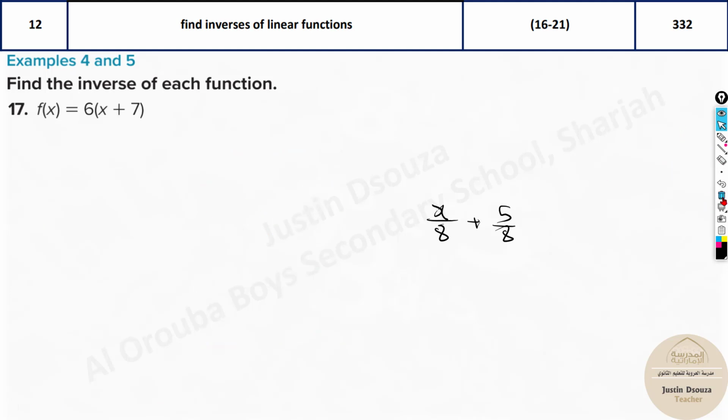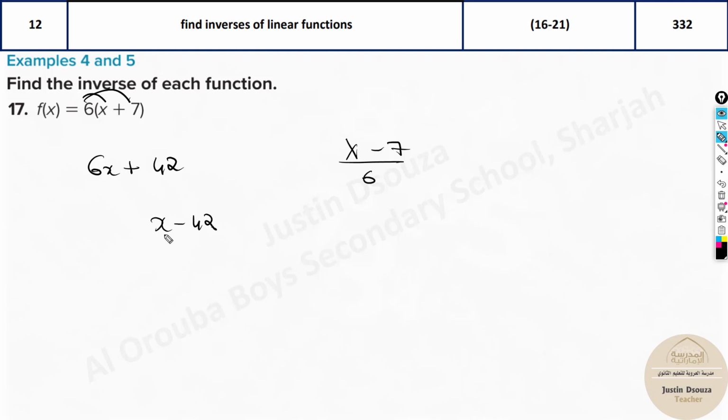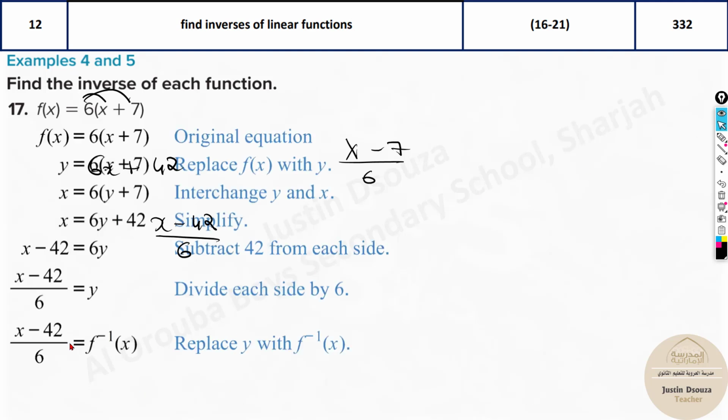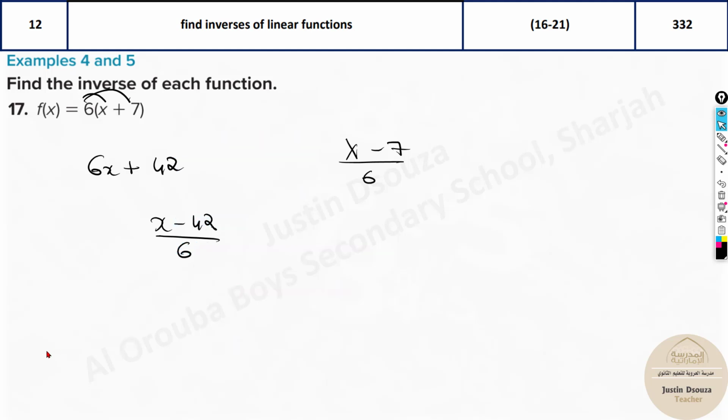Next one is over here. So now if you're thinking the final answer would be x minus 7 by 6, this is kind of wrong. Why? Because first multiply this. It will be 6x plus 6 times 7, which is 42. Now here it would be x minus 42 divided by 6. This would be the final answer. Let's just check quickly. So you can say x minus 42 divided by 6. This I'm doing directly, but the actual method is what?